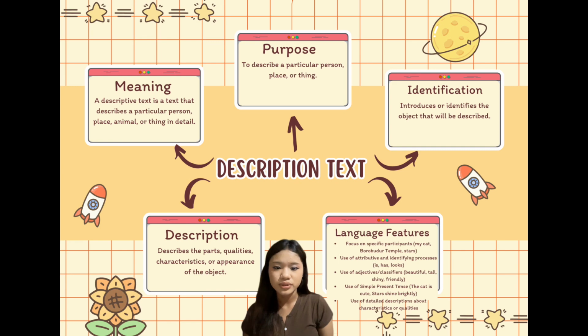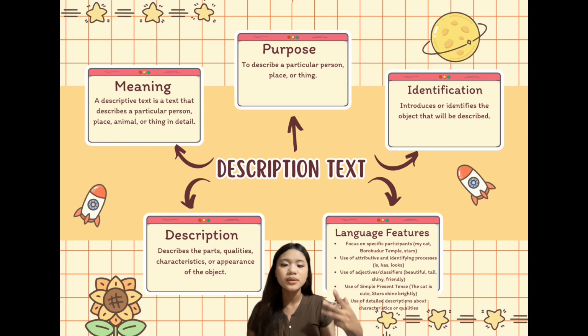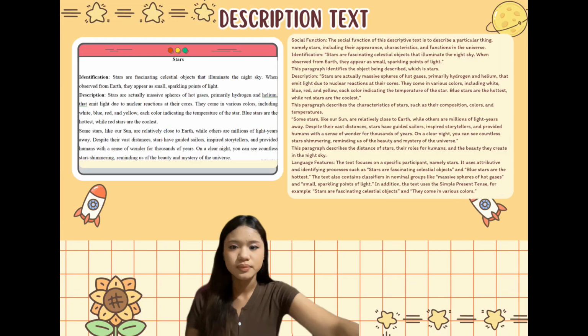The language features of descriptive text are focused on specific participant, use of attributive and identifying processes, use of adjectives or classifiers, use of simple present tense, and lastly, use of detailed description about characteristics or qualities.